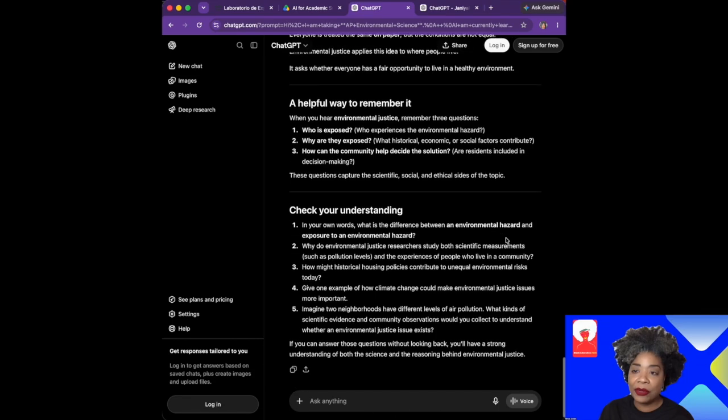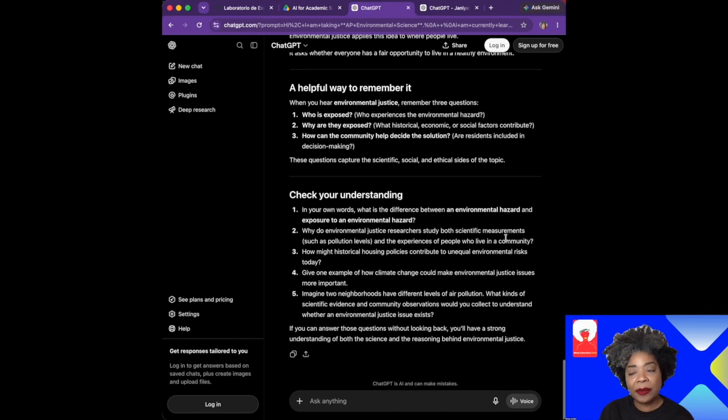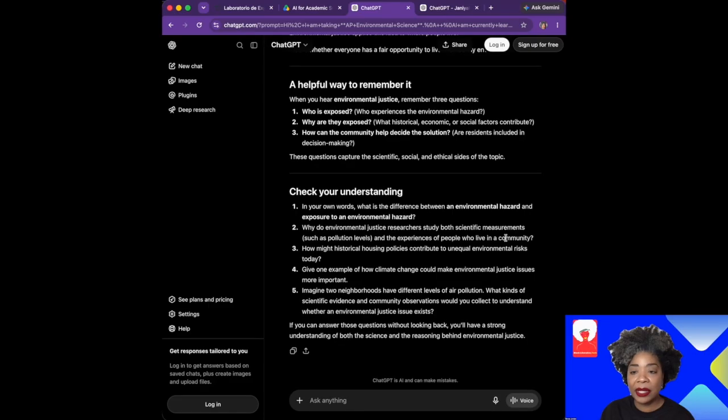A helpful way to remember it. When you hear environmental justice, remember three questions. Who is exposed? Who experiences the environmental hazard? Why are they exposed? What historical, economic, or social factors contribute? How can the community help decide the solution? Are residents included in decision making? These questions capture the scientific, social, and ethical sides of this topic.